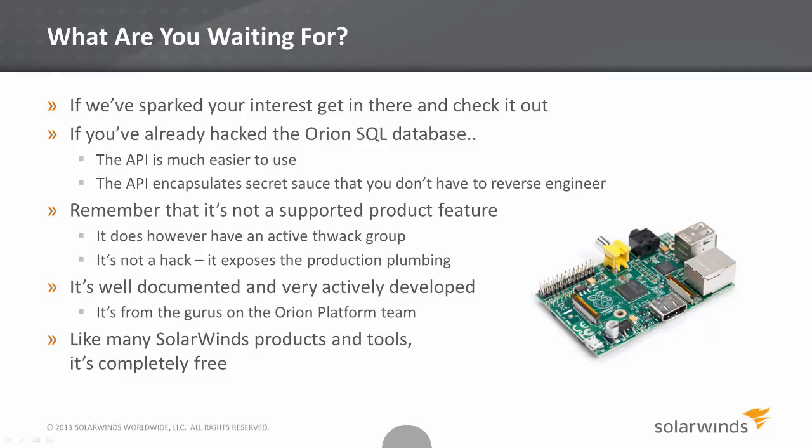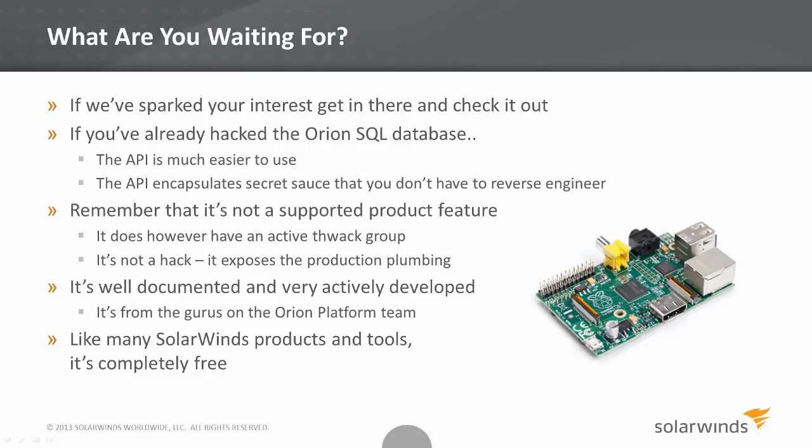This is especially applicable to you if you have already hacked the Orion SQL database directly, because this is so much easier to use. And the other thing is that it really does include secret sauce that you just don't have access to reverse engineer. For example, using the API to do interface discovery on a node is actually calling the same code that gets called through the GUI or through discovery. So that's something that you wouldn't be able to do. So you're not only having access to the data, but you actually have access to call functions on the platform itself. Do remember that it's not a supported product feature, so you can't call support to get help with it.